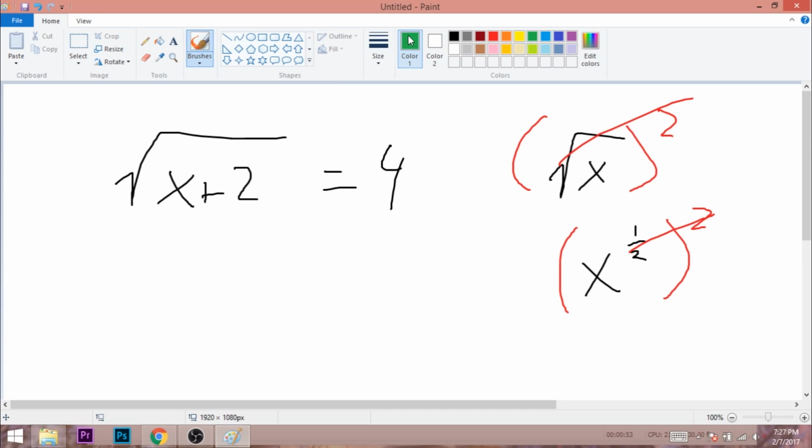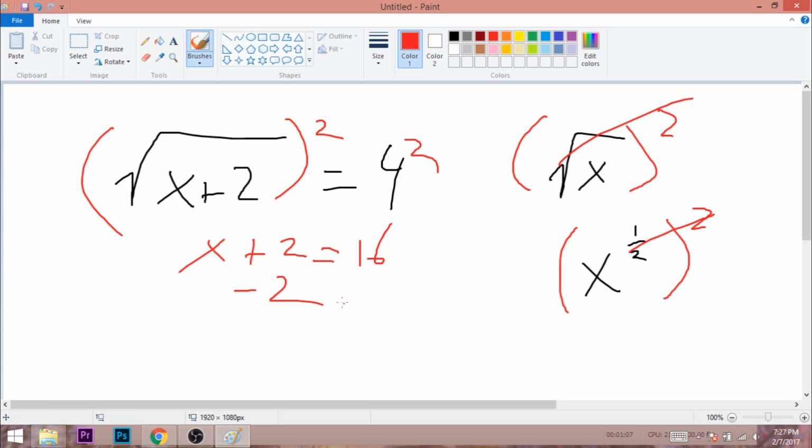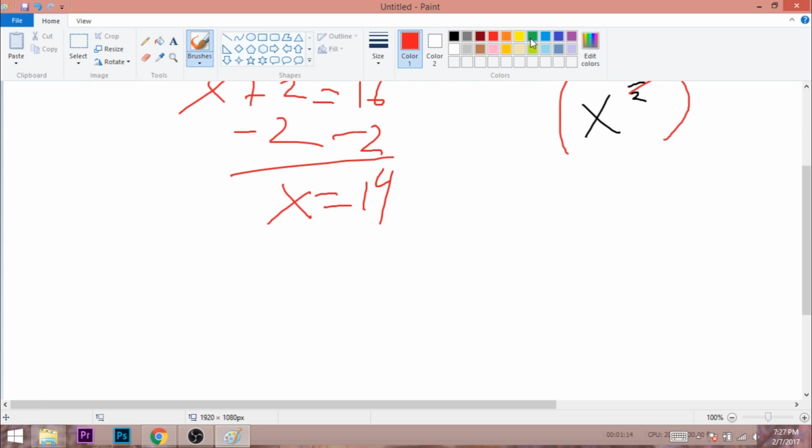Now, let's just solve the equation. So if you were to square both sides, right? You get x plus 2 is equal to 16, subtract 2, and x is equal to 14, right? And now I'm going to plug this in and see if it works. If it works, then it's checked, right? There's sometimes extraneous solutions which don't match, and you don't want any extraneous solutions.